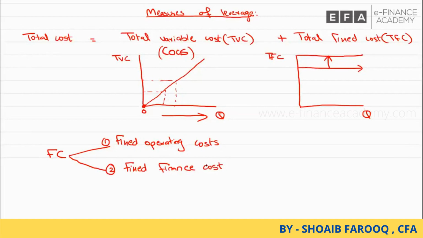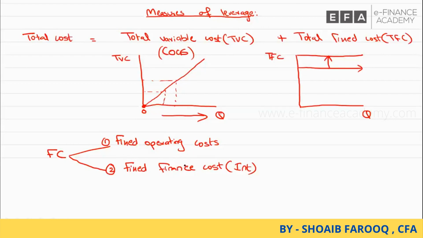In short, you may call this interest. The fixed finance cost is actually your interest. So when you borrow money, you have to pay a fixed amount of interest, not always, but let's assume that you're paying your fixed interest. So that also poses a risk to your profitability. The risk to your profits arises because of having high fixed costs, and fixed costs have two components. In short, you have fixed operating costs and you have fixed finance cost.